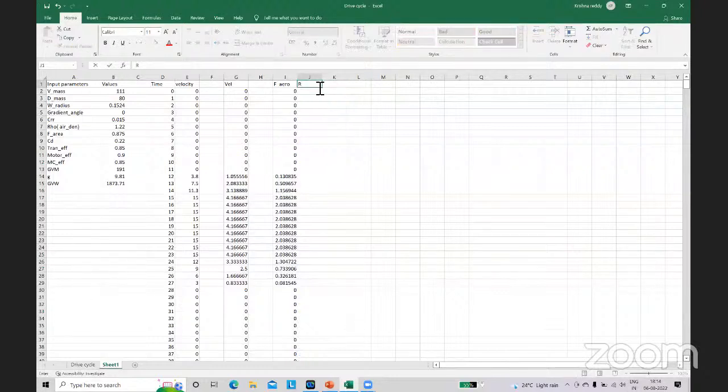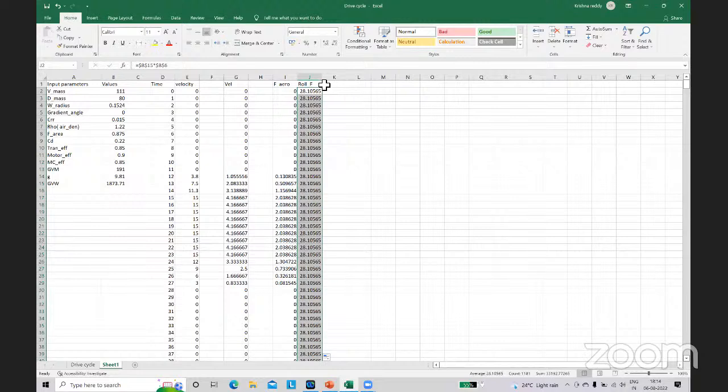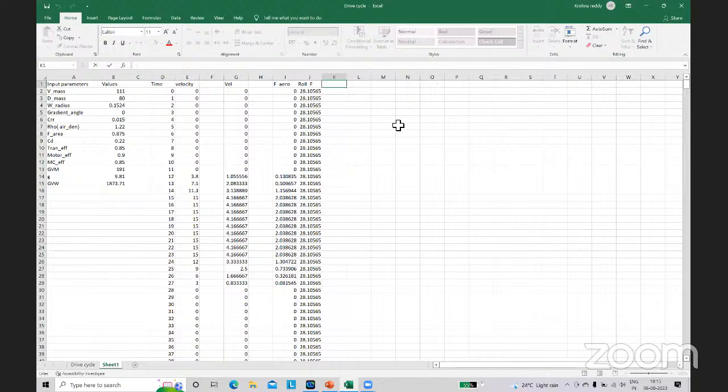Next, the rolling force. Here, GVW multiplied with CRR. For both these terms I have to add the dollar symbol. Enter. Okay, now it's working. And for the gradient, we have considered the inclination angle as zero, so there is no purpose in adding the gradient force here.